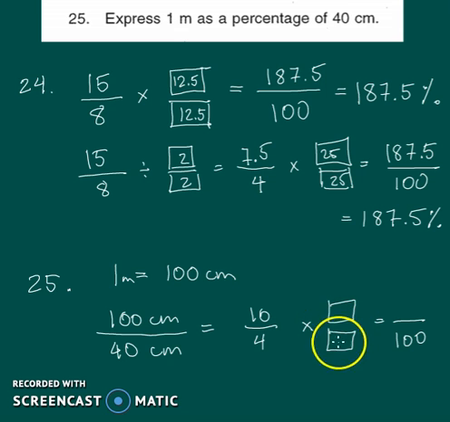Well, 4 goes into 100 25 times. So I'll multiply the top by 25 as well, and I will get 250. So 1 meter is 250% of 40 centimeters.